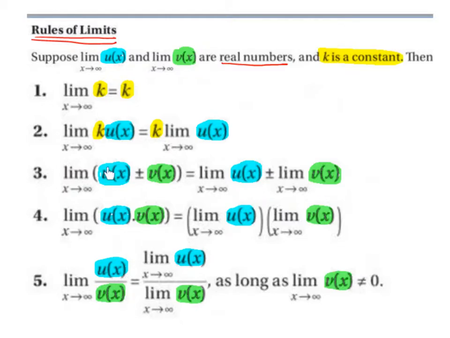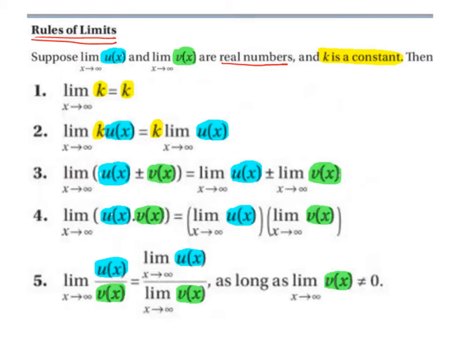So basically you can just break this apart into two separate limits with a plus or a minus in between. The limit of u of x multiplied by v of x as x approaches infinity is equal to the limit of u of x as x approaches infinity multiplied by the limit of v of x as x approaches infinity.